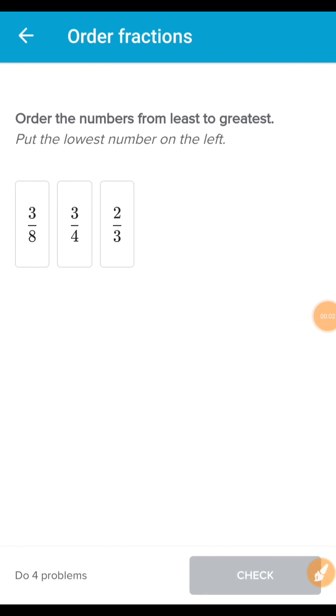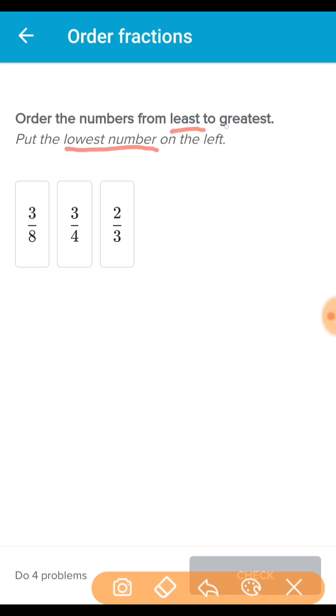How do we put fractions in order? Well, one of the ways that you can do it is to rewrite them as equivalent fractions so that they have the same denominator. What does that mean? So here's an example. We're supposed to put these fractions in order from lowest on the left. So put the lowest number on the left. So from least to greatest.